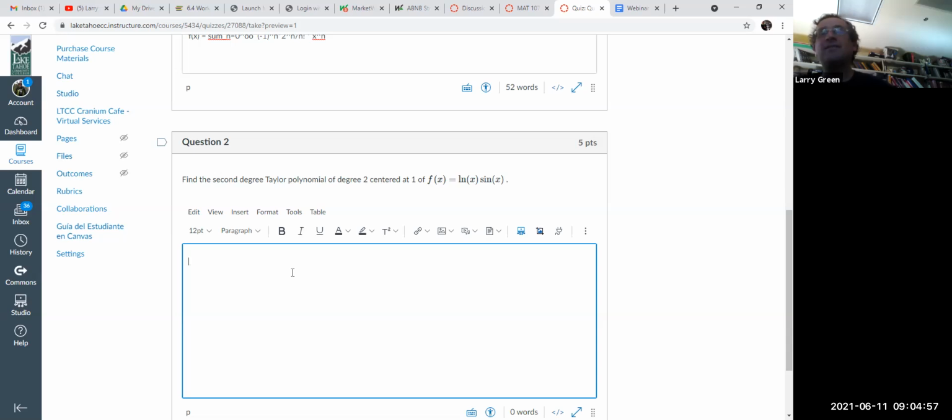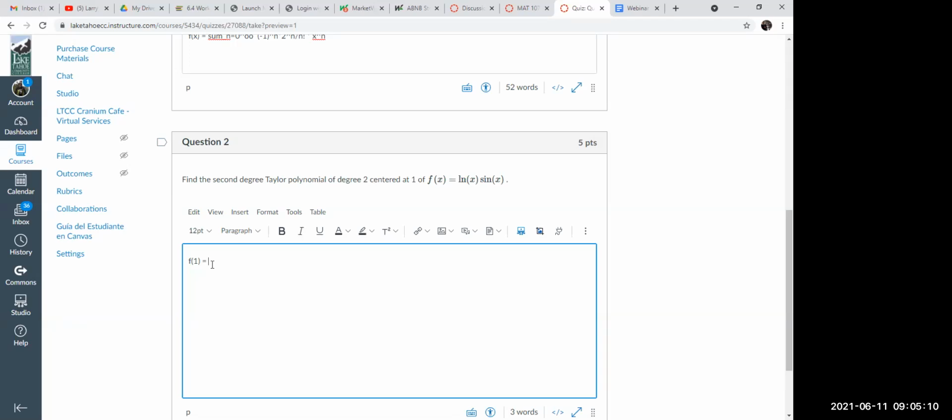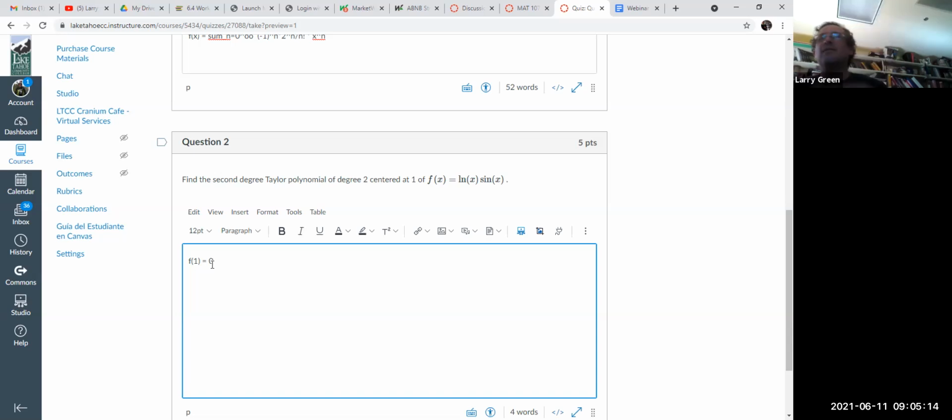Okay, to find it at degree 2, we need to find what f of 1 is. That's the first thing, very simple. I hope you can all just look at it and tell me immediately. What's f of 1? 0. Yeah, f of 1 is 0, because ln of 1 is 0. You don't have to know sine of 1, just 0.